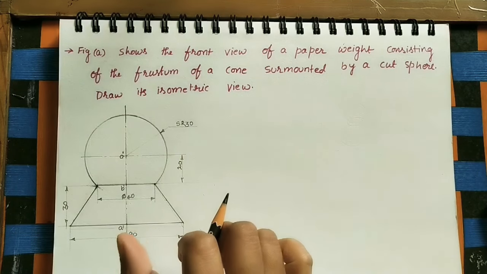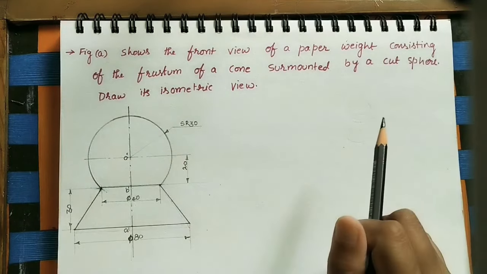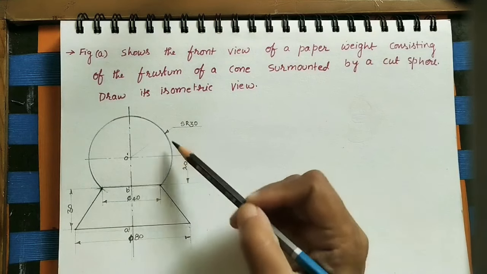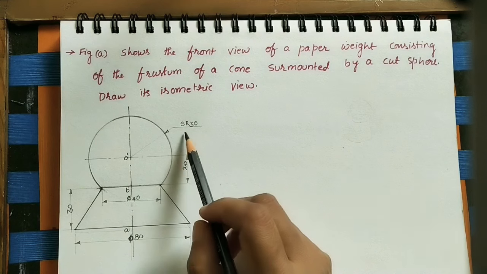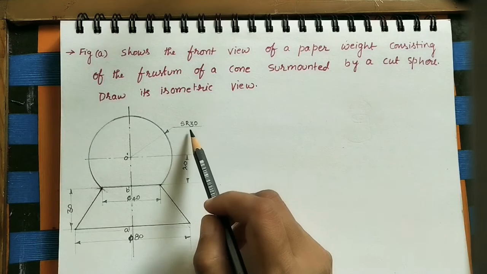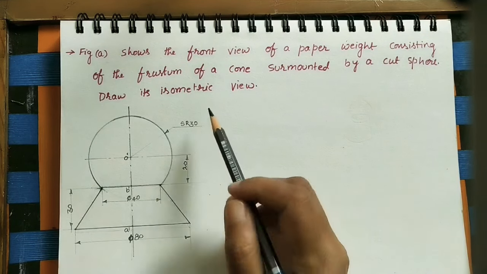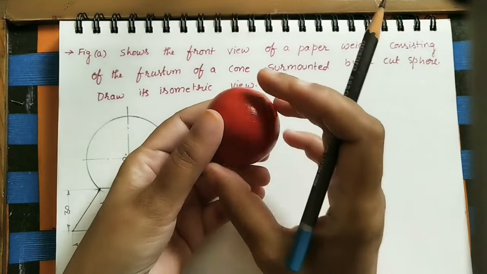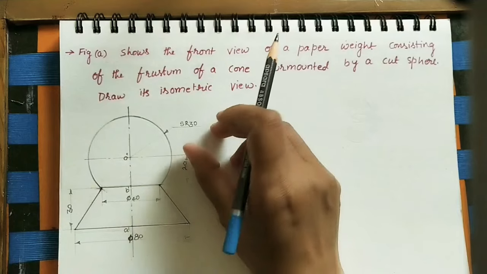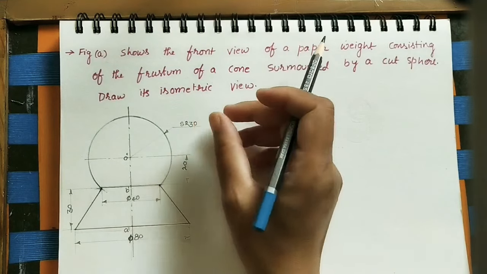Now this is the given diagram. We need to do the isometric view now. For doing it, whenever a sphere is given in the problem, we have to take the sphere dimension as it is, which is the radius of the sphere. SR 30 has been given. Why? If you are taking the sphere in any direction in isometric view, the dimensions are not changing. So the given dimension, radius or diameter, is not changing.